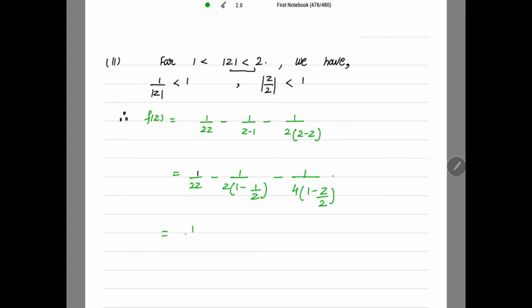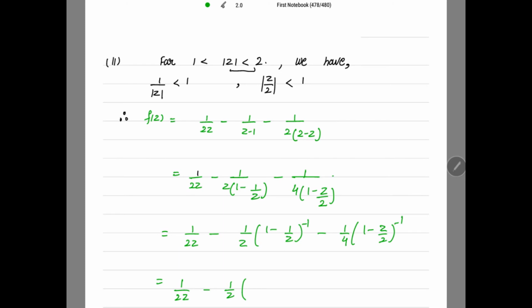Now taking these denominators to the numerators as their inverses. So this is equal to 1 over 2z minus 1 over z, 1 minus 1 by z inverse, minus 1 by 4, 1 minus z by 2 inverse. Now open this. Now I can expand because I have the condition to expand this as 1 over z is less than 1. And for this expansion, I also have the condition mod z by 2 is less than 1.